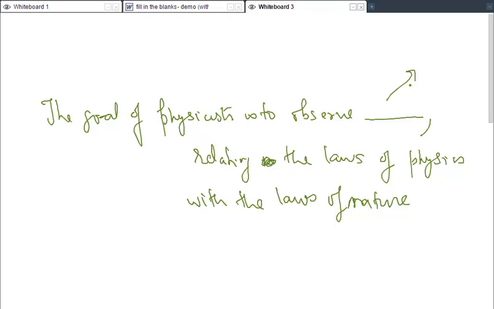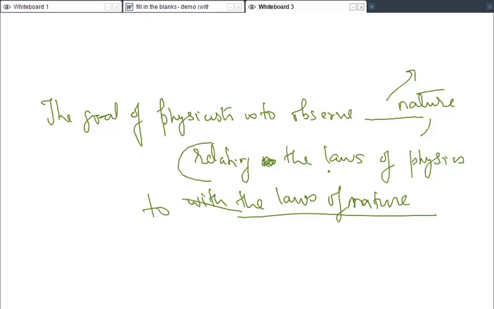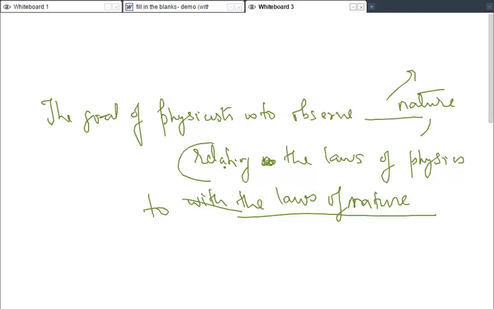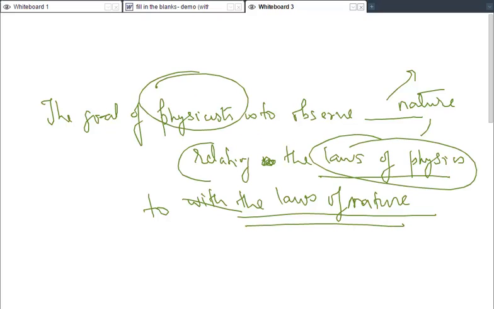The goal of physicists is to observe dash, relating the laws of physics with the laws of nature, or to the laws of nature. Can I say it's nature here? It should be something like that, right? The goal of a physicist is to observe nature. And because he is observing nature, he is relating what? The laws of physics. He is relating what? The laws of physics with the laws of nature. So the laws of physics gets hold of physicists, and the laws of nature gets hold of nature, right?